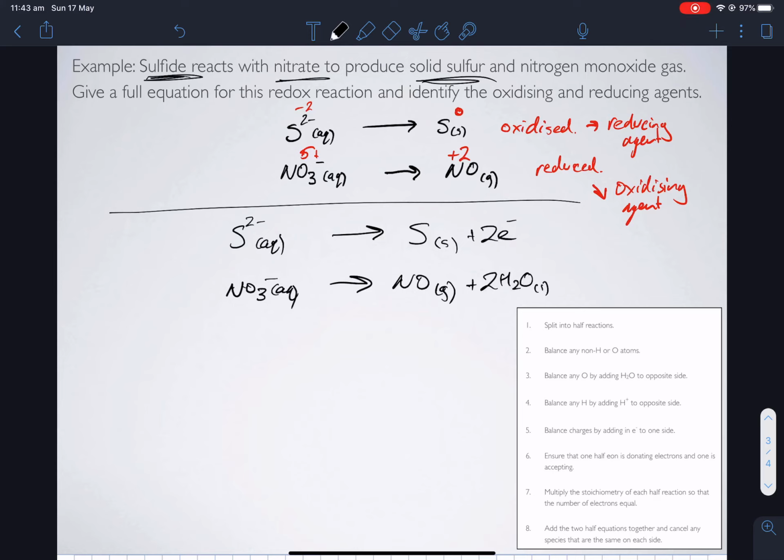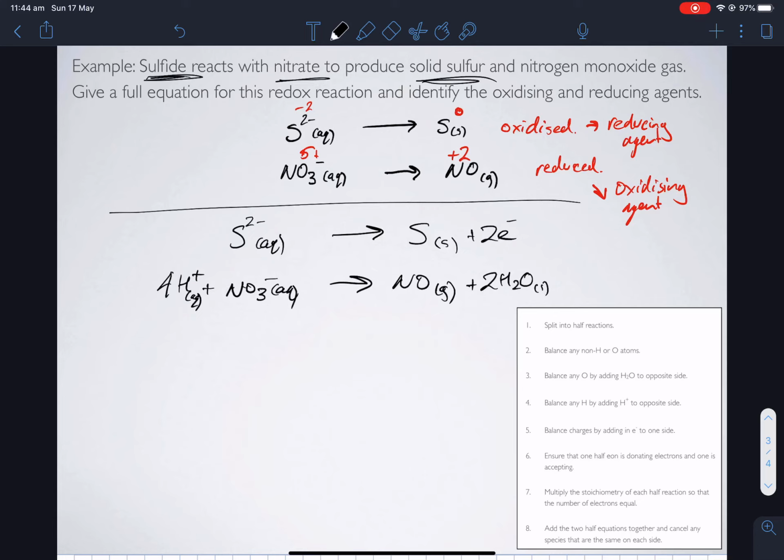Balance any hydrogens by adding in H plus to the opposite side. Well, we've now got 4 hydrogens on the right, so now we're going to have to add 4 H plus to the right. Sorry, to the left, opposite side, where I'm writing. Right and left. Oh, what am I writing? That's terrible. 4 H plus. That's better. Okay, 4 H pluses to the left.